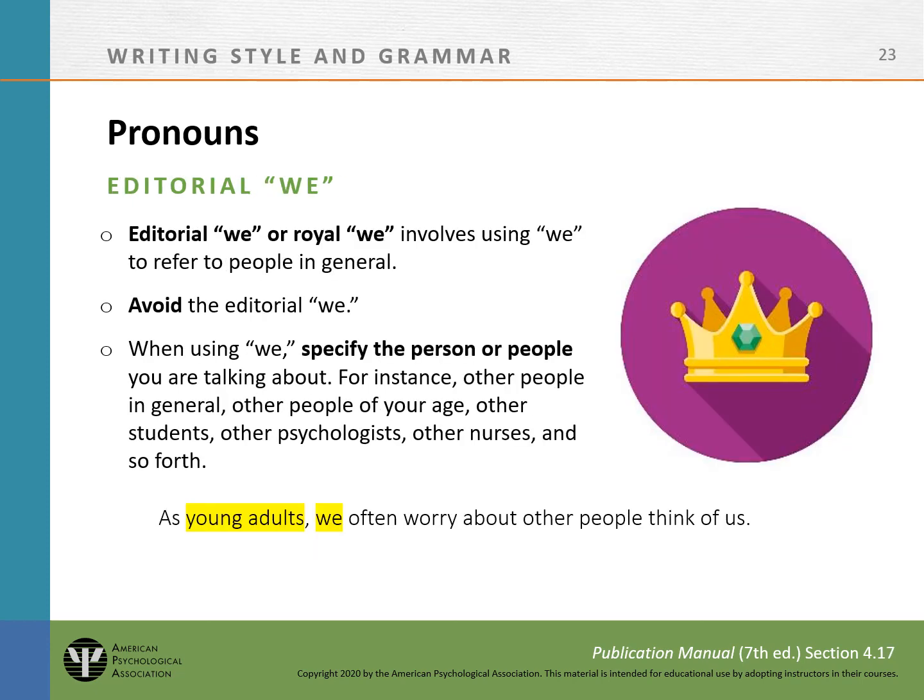Editorial we involves using we to refer to people in general. Avoid the editorial we. When using we, specify the person or people you're talking about, for example, other people in general, or other people your age, other students. As young adults, we often worry.